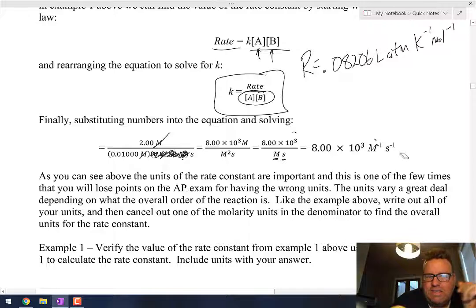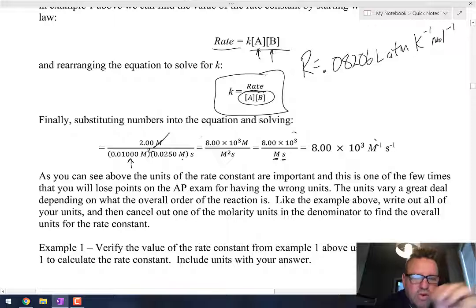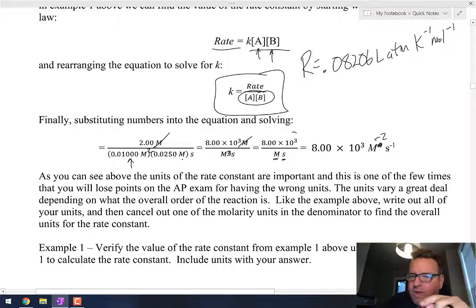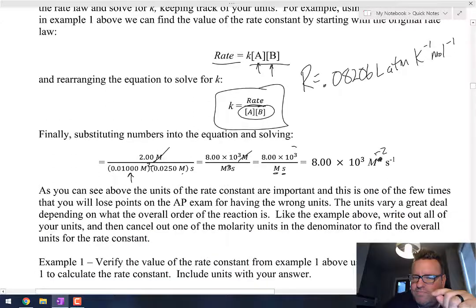Let's pretend, for example, that this was third order. Let's say this one was molarity squared, like the order was second with respect to A or B or whatever it was. So now you've got molarity cubed on the bottom. Well, then that molarity is going to cancel with one of those molarities, and you're going to be left with molarity to the -2, and then seconds to the -1.